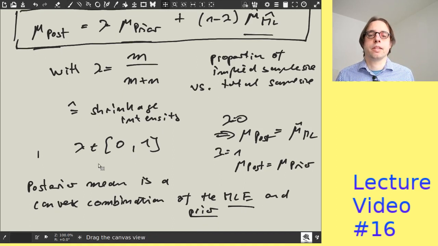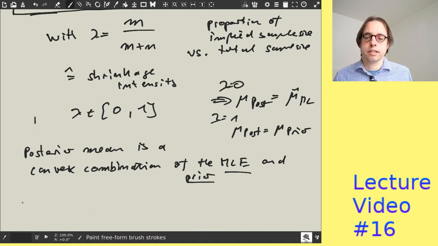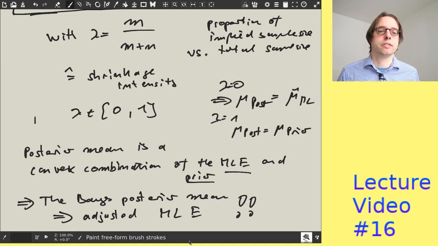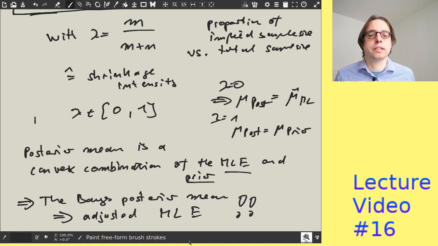So in short, the Bayes posterior mean is an updated or adjusted maximum likelihood estimator. So we're basically improving the maximum likelihood estimator by adding the prior.